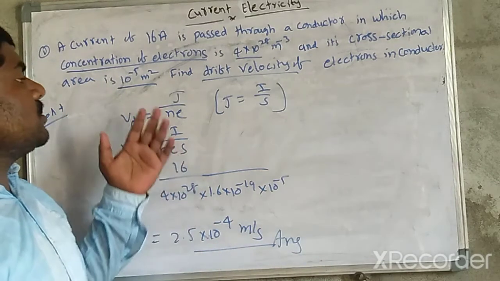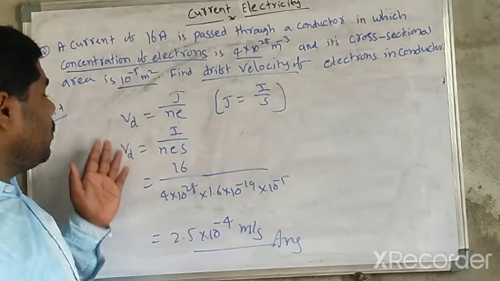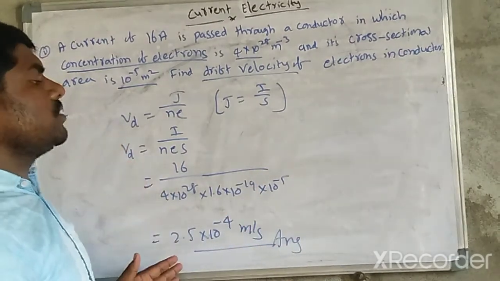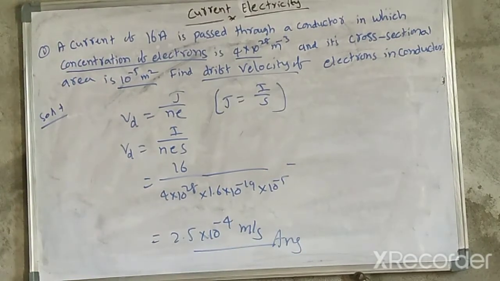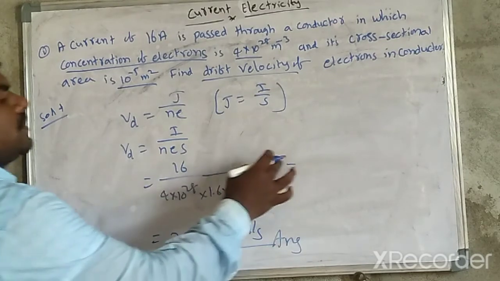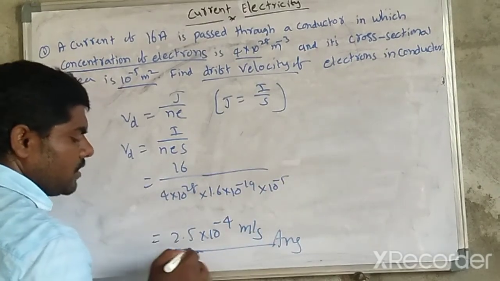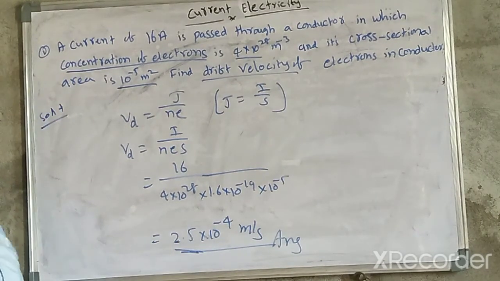While they are asking this type of question, you may do it like this. Please follow these steps. Simplify these values, and exactly we will get nearly equal to 2.5 into 10 to the power of minus 4 meter per second.